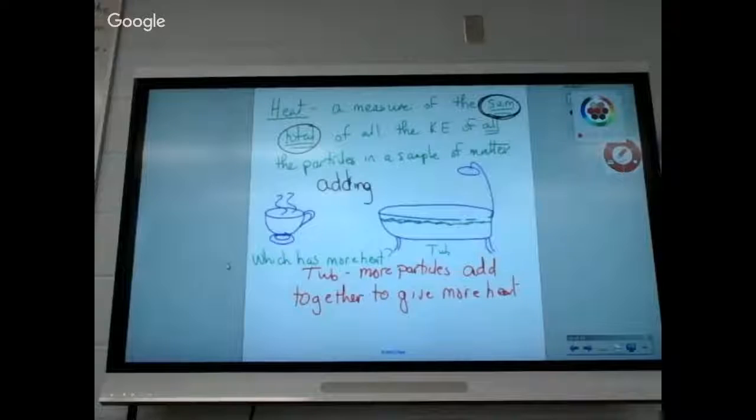So you shouldn't think of it as being hot or cold, but about size. Most people think heat has to do with warmth. Heat is not about warmth. Heat is about size. The temperature is about warmth.